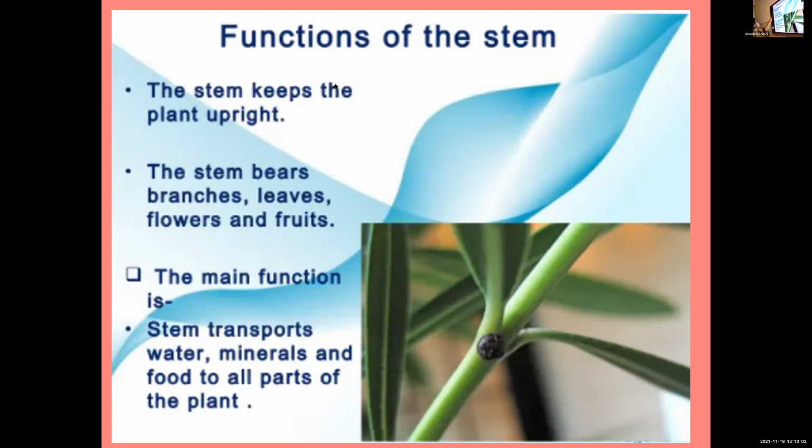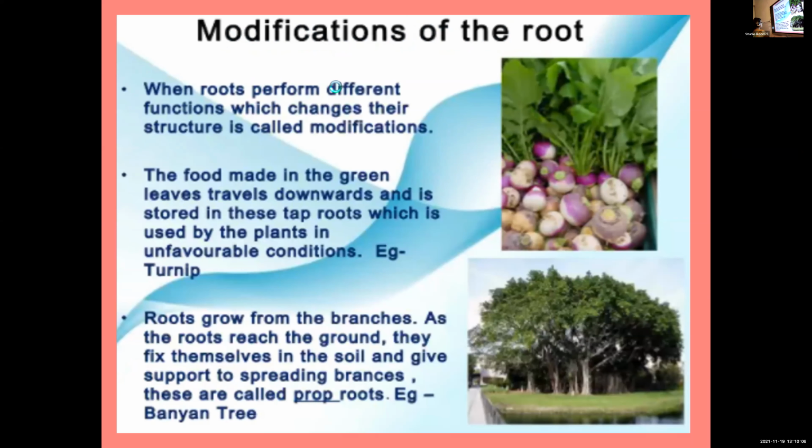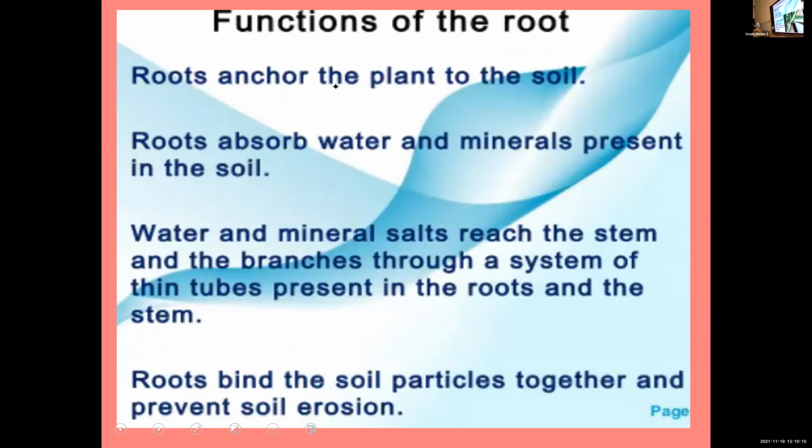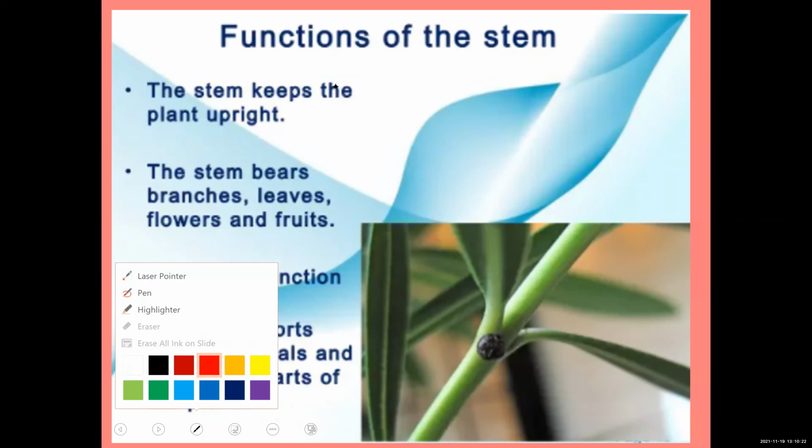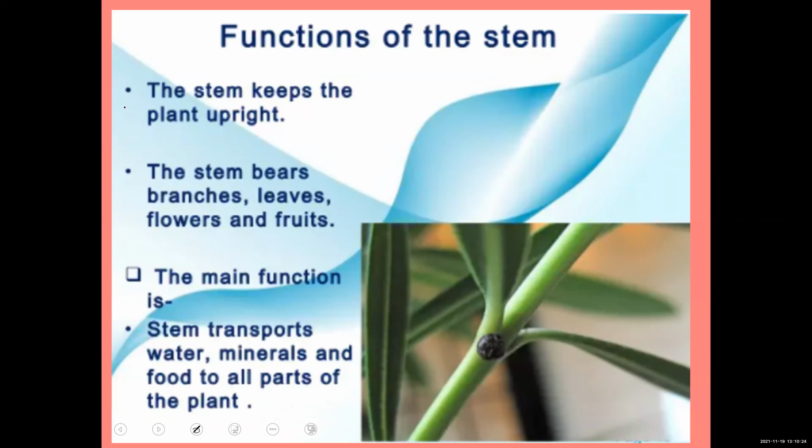And the second function, we have already written what is the main function, that is it bears branches, leaves, flowers, seeds, buds, fruits, etc. So this is the second function. First function, it keeps the plant upright, and second function, the stem bears branches, leaves, flowers, and fruits.